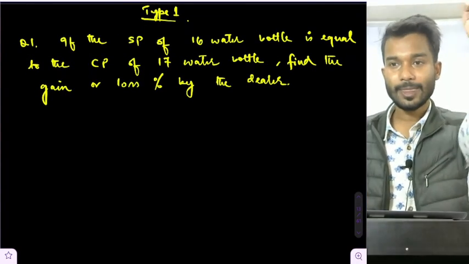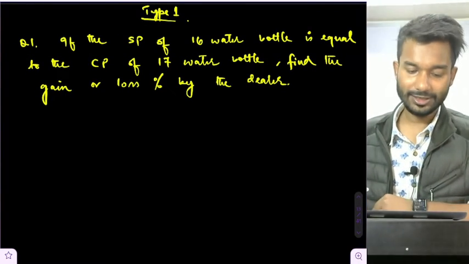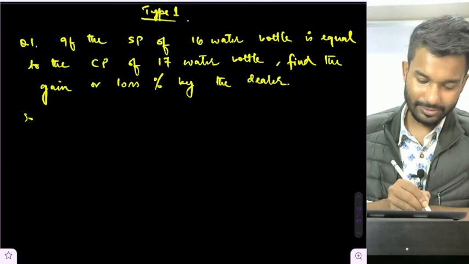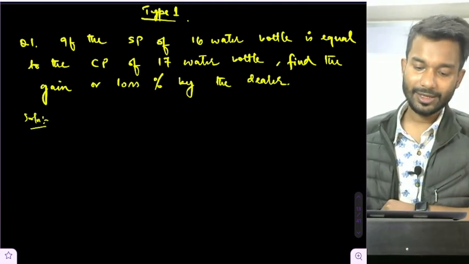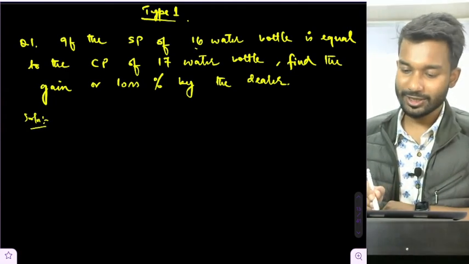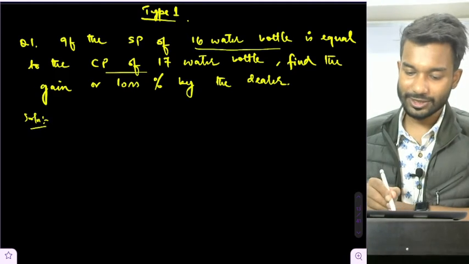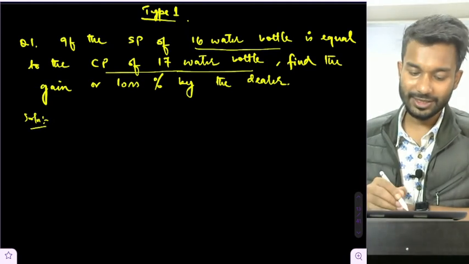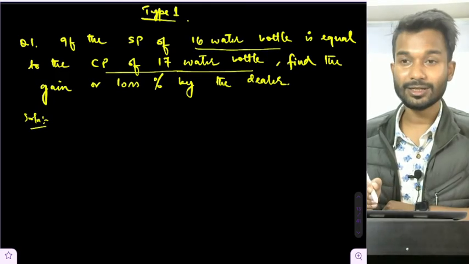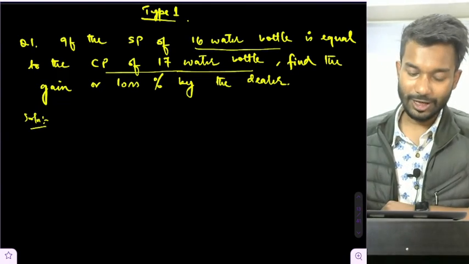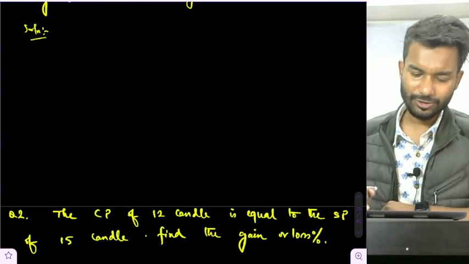Now see type 1. There are different types of questions. I am taking the first type. If the selling price of 16 water bottles is equal to the cost price of 17 water bottles, find the gain or loss percent by the dealer. So how to solve this type of question? Second question also will be of the same type.